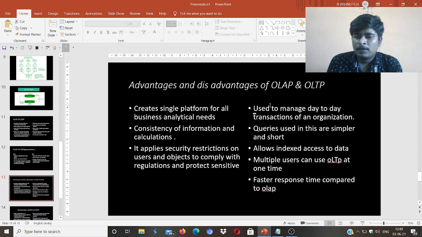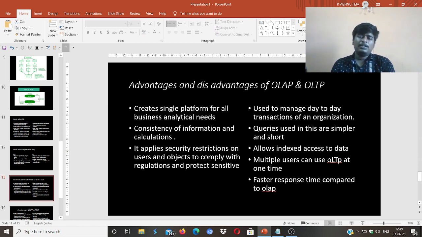Coming to OLTP, it is used to manage the day-to-day transactions of an organization. The queries used in it are simpler and short. OLTP allows indexed access to data, using indices in the transaction process. Multiple users can use OLTP at one time. For example, we are using an Amazon account; multiple users use one account at one time. Examples are Amazon and Flipkart accounts. OLTP also has a faster response time compared to OLAP, due to its shorter queries.